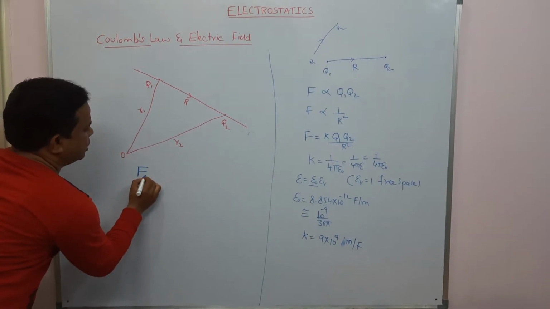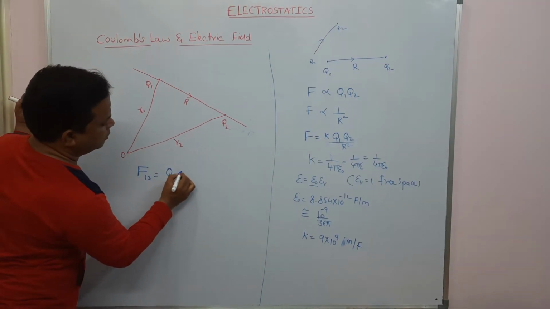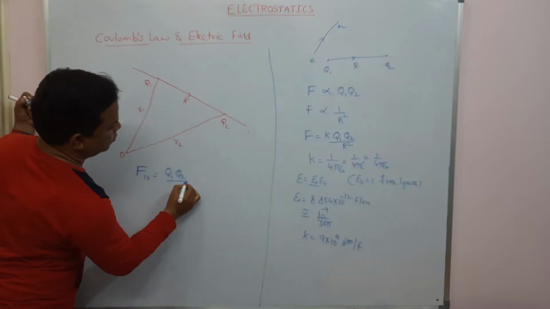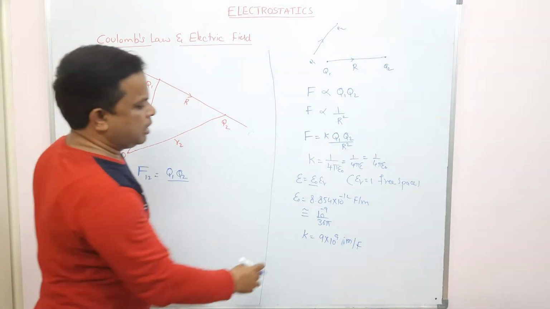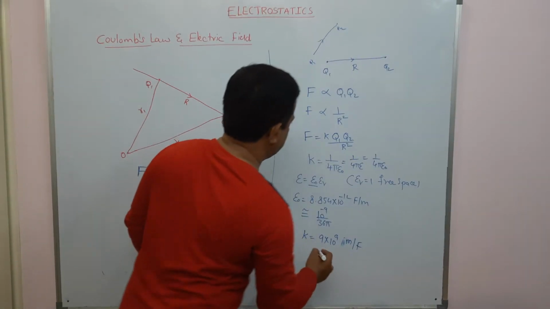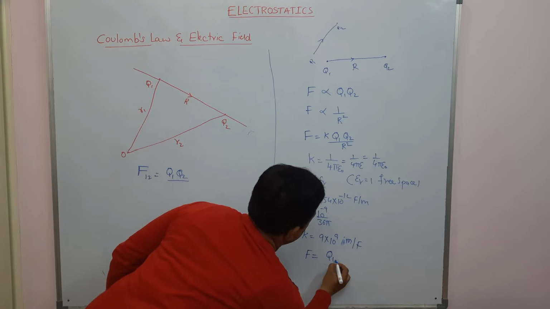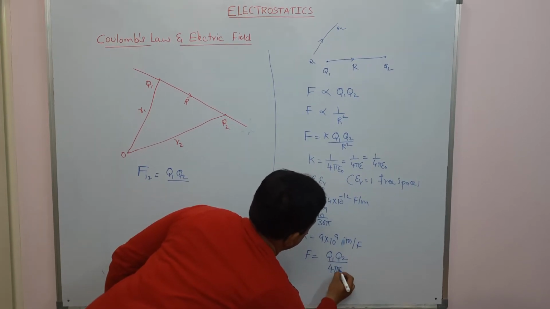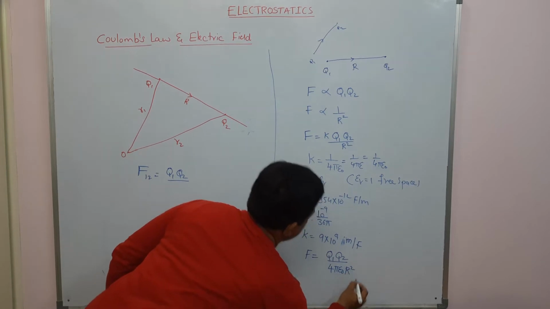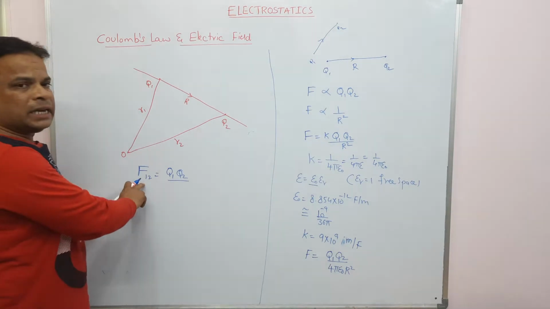In order to write this one, F12, I have to take Q1 Q2 by... so we have got this equation. After substituting, I have now written this equation here: F is equal to Q1 Q2 by 4 pi epsilon naught r square. Now I am going to use this same equation in the vector form here.